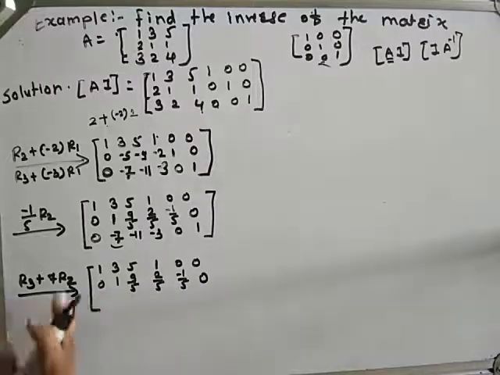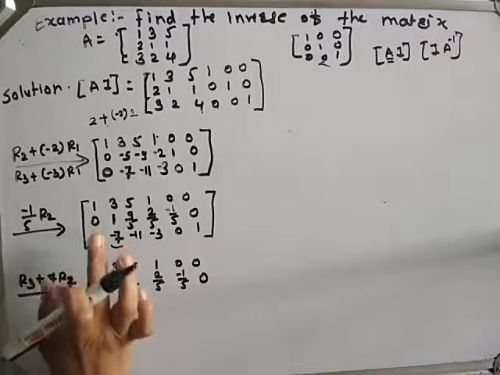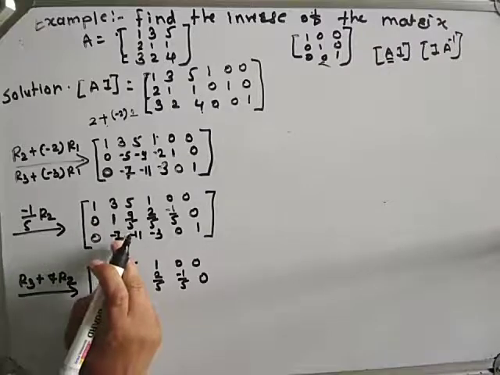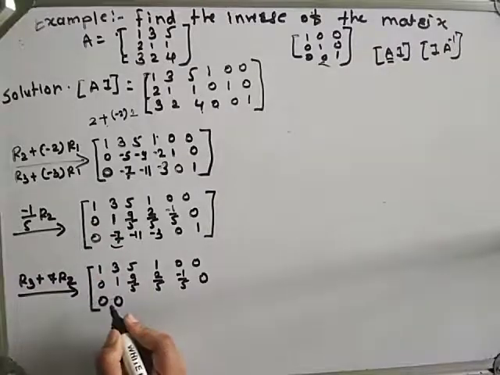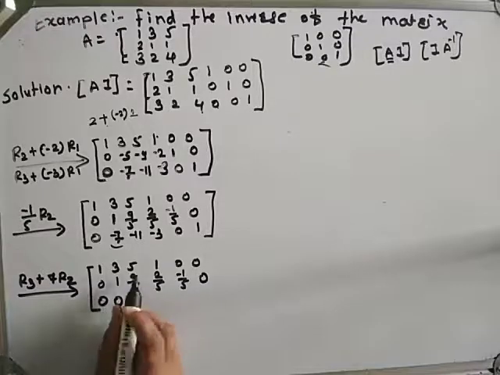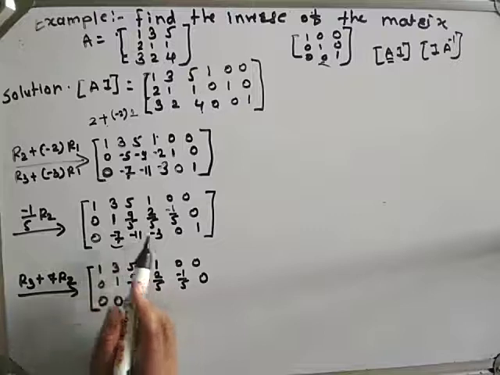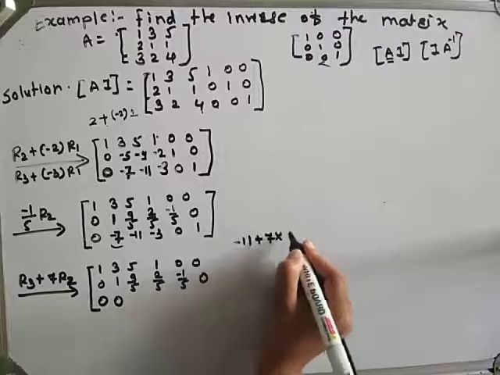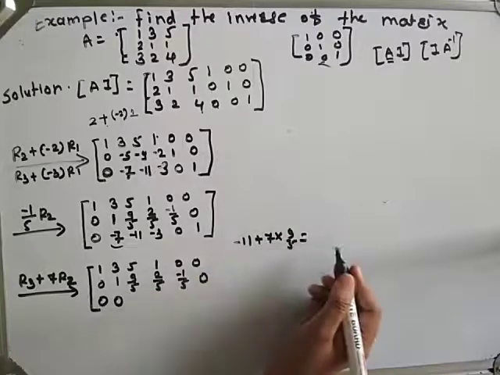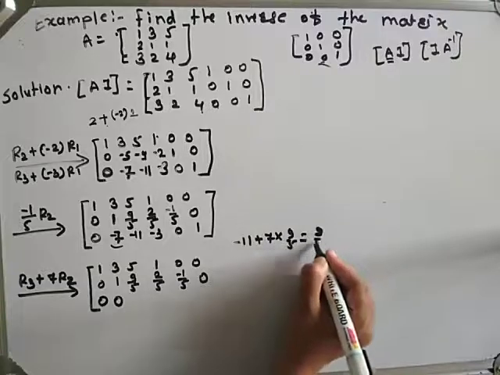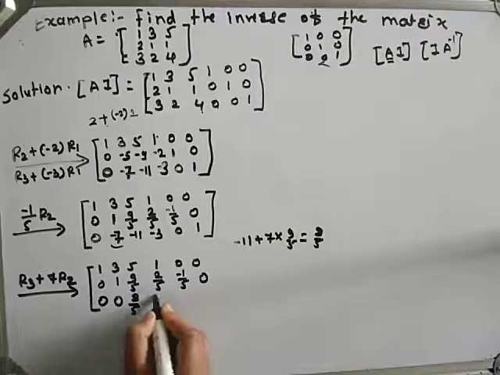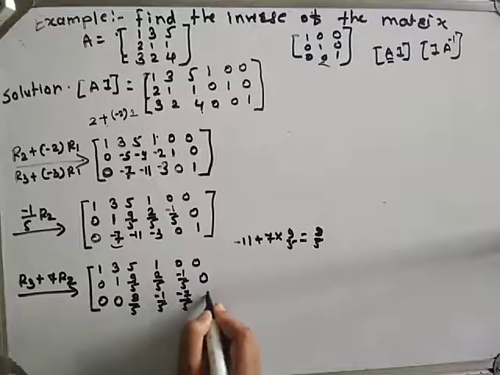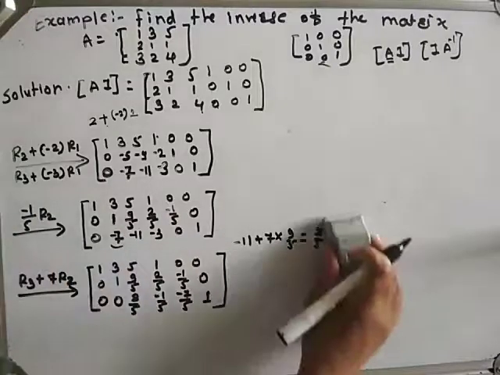Here, 0 plus 7 R2 means 0 into 0 plus 7 into 0, we get 0. Minus 7 plus 7 is 0. What is this? Minus 11 plus 7 into 9 by 5, which is nothing but 8 by 5. The next entry is minus 1 upon 5. Next is minus 7 by 5 and 1.